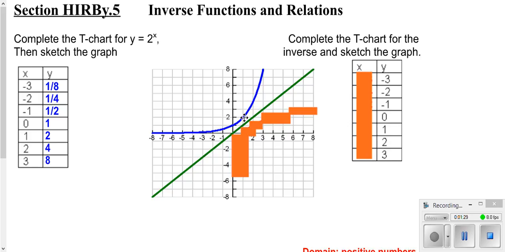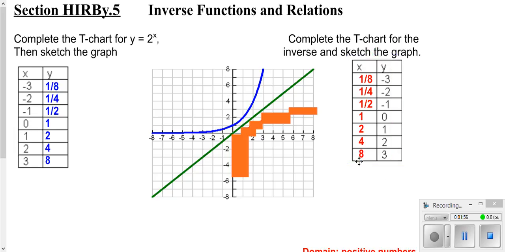Now, your inverse says if I plug 3 in, I need to get 8 out. That is your original function. Your inverse says I got to undo that. So in other words, I'd have to plug in 8 and get out 3. So your inverse here, instead of plugging in 2, getting out 4, you'd have to undo that. So you'd have to plug in 4 to get out 2.